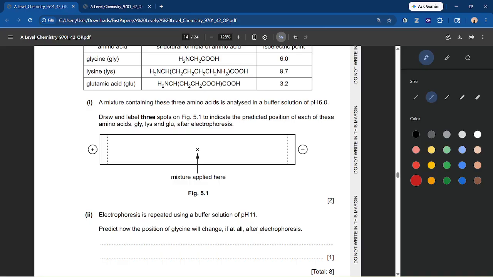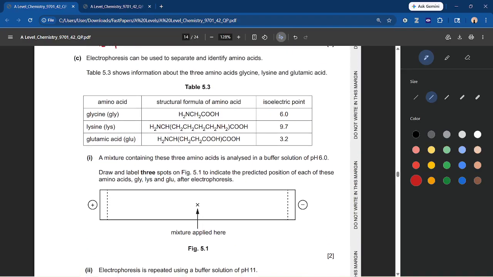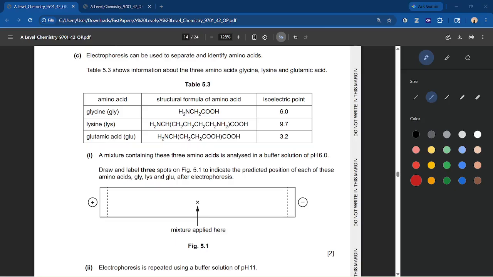A mixture containing, let's take a look. Electrophoresis can be used to separate and identify amino acids. Table 5.3 shows information about 3 amino acids: glycine, lysine, and glutamic acid. Glycine has an isoelectric point of 6, lysine 9.7, and glutamic acid 3.2. A mixture containing these 3 amino acids is analyzed in a buffer solution of pH 6. Draw and label 3 spots on figure 5.1 to indicate the predicted position of each amino acid after electrophoresis.